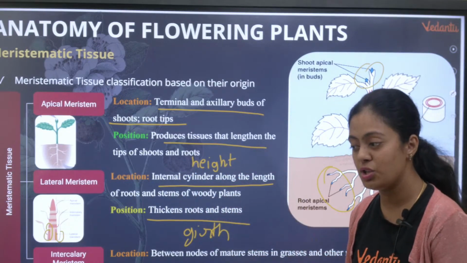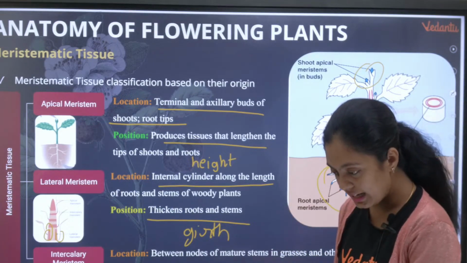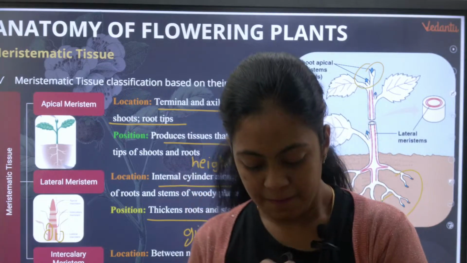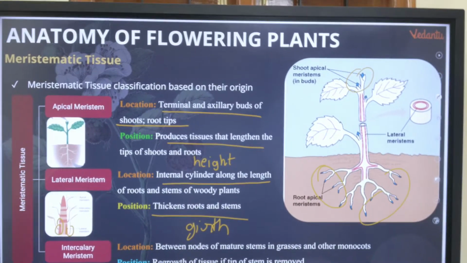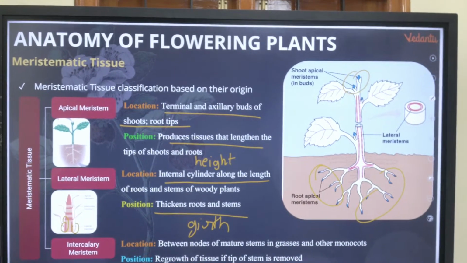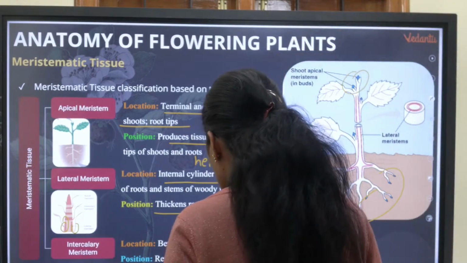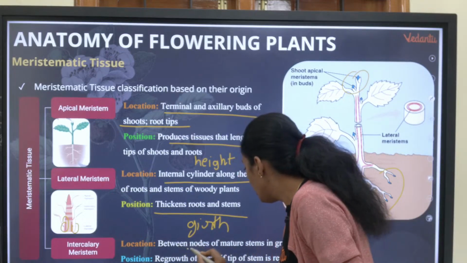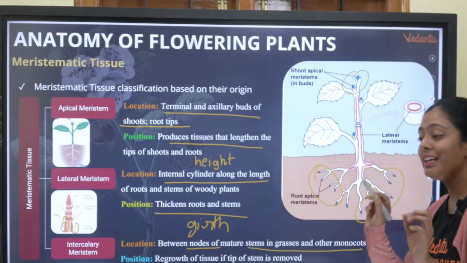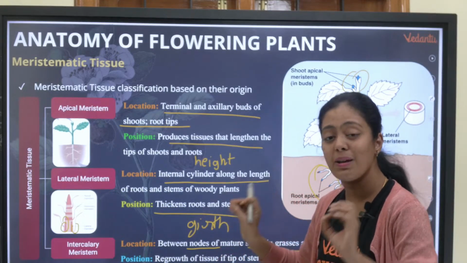This is a very, very important point. Okay, then finally I have my intercalary meristem. So one second, I'll just adjust the screen. I hope it is fine now. Where is the intercalary meristem? In between the nodes of the mature stem in grasses and other monocots. In grasses and monocots, the intercalary meristem is present.